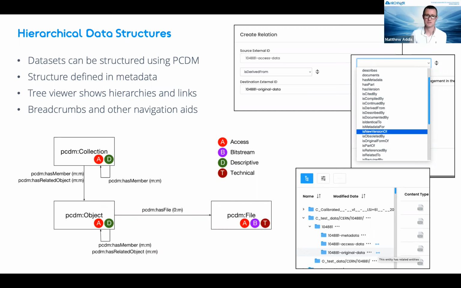So we support the DataCite relation types. It's possible to add other relationship types as well. So you could, for example, say that this set of files is access data versions, and those have been derived from this other set of files, which might be the original data. So you can put these sort of descriptions of how individual files or groups of files or objects or collections are related to each other.